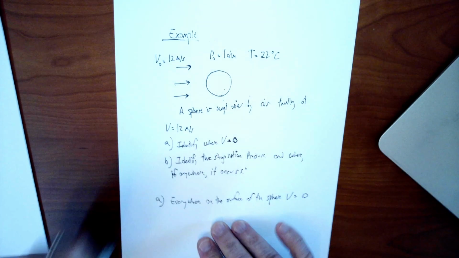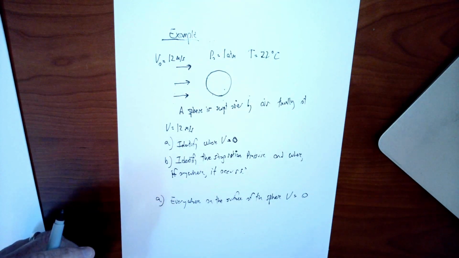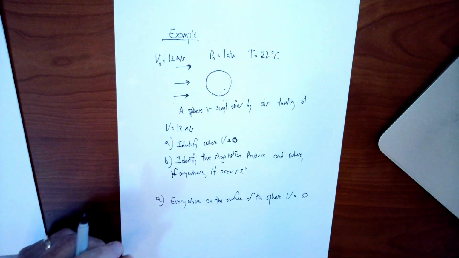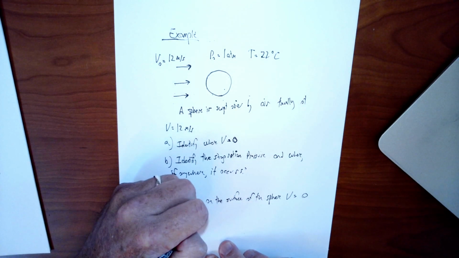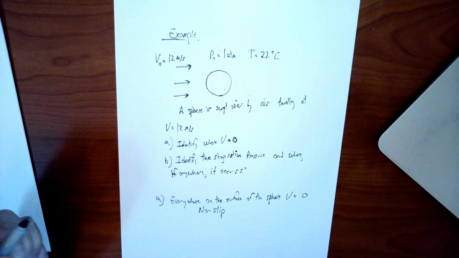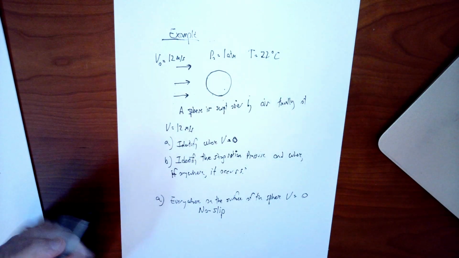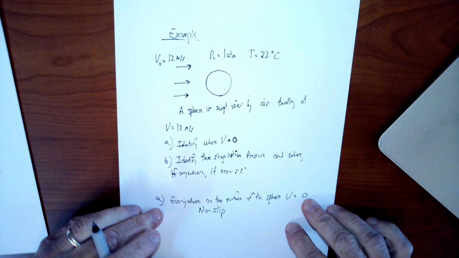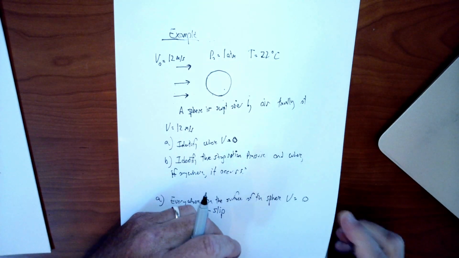V is equal to zero. So that's really, really easy, and hopefully you'll get used to that. That's just a super simple answer, and that is because of the no slip condition, that fluids do not slip on solid surfaces. All right, so that's baby food. On to the second part of the problem.